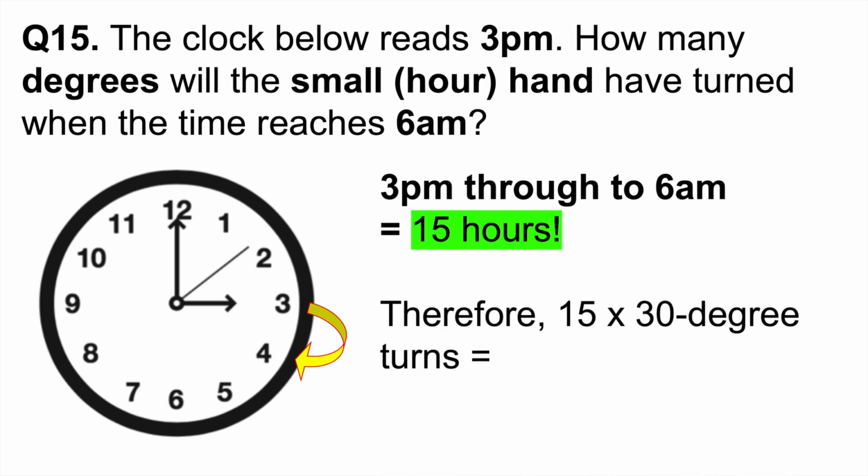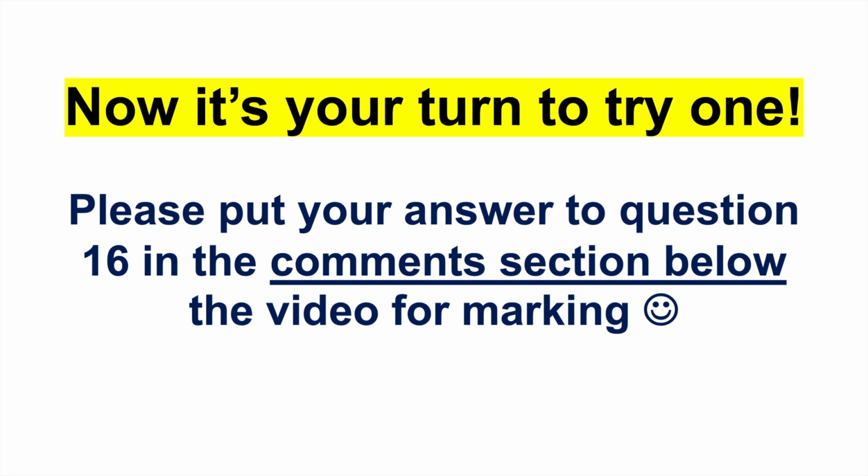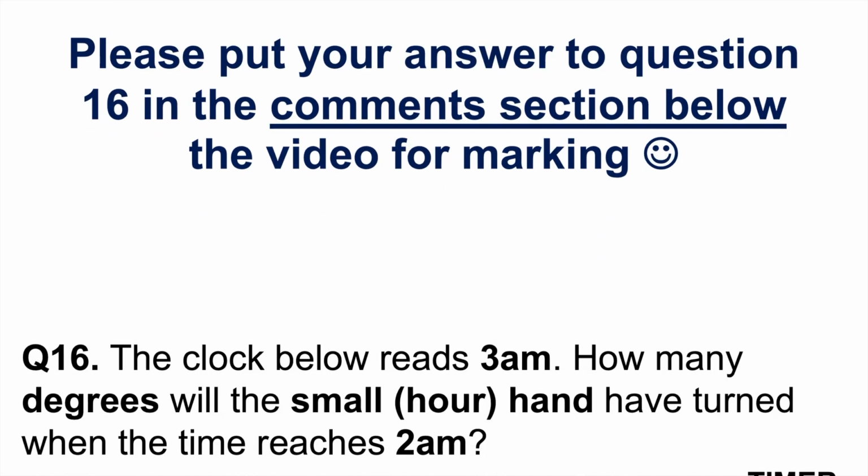So therefore 15 times 30 degree turns equals 450 degrees. So make sure you read the question carefully. That's very important when undertaking any form of numerical reasoning test. So now it's your turn to try one. Please put your answer to question 16 in the comments section below the video for marking.